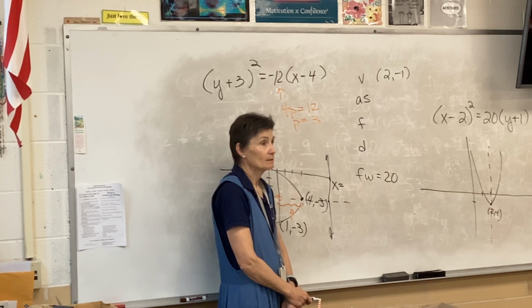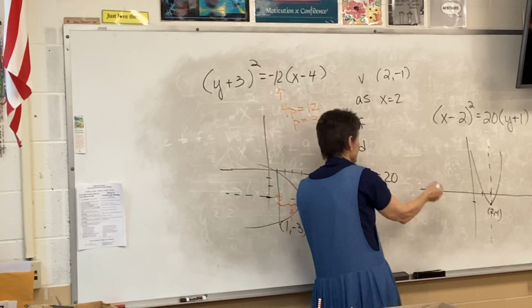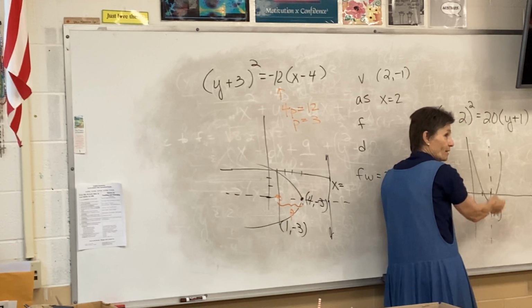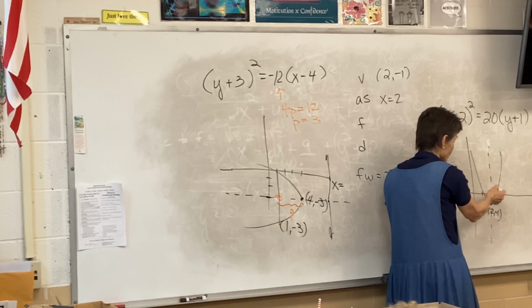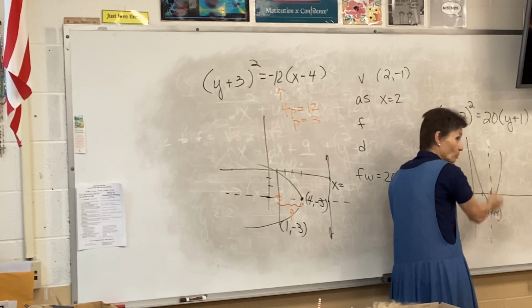X equals 2. Why is it x? It is x equals 2. Why is it x equals 2? All of the points are on it. When I draw that line, doesn't it cross through the x-axis right here? And that's 2. That's how you know x equals 2.